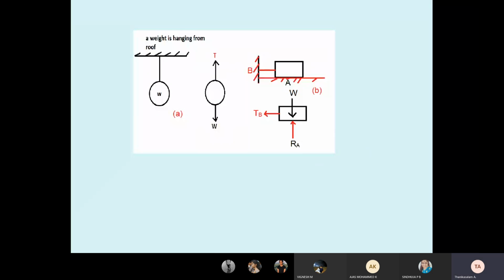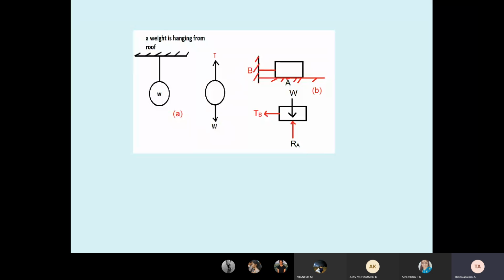Then tension. We have to take tension when any body is hanging or tied. When the body is in contact, reaction. If the body is tied or hanging, tension. See the first picture A, the weight is hanging from the roof. So the weight is acting vertically downward, arrow mark. Then the tension is upward. See, tension is always acting away from the body. Reaction acts towards the body.